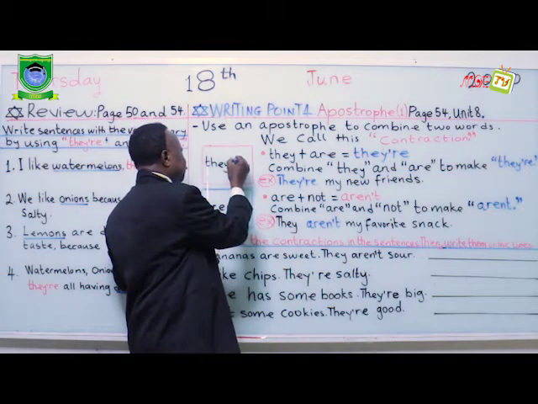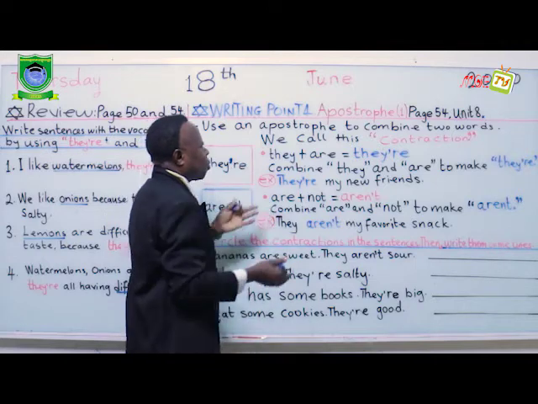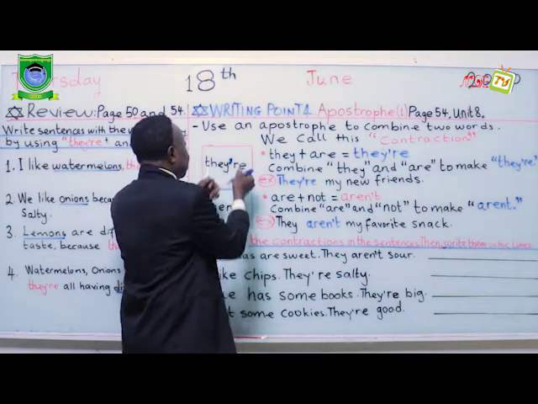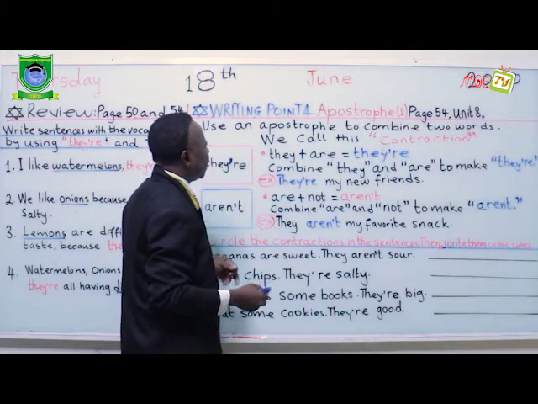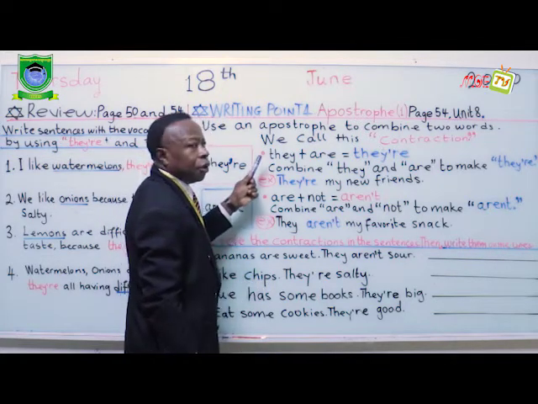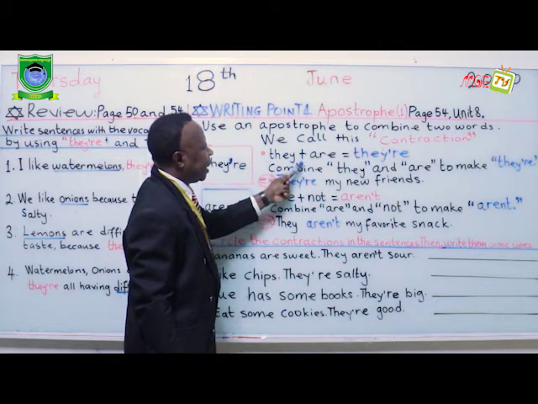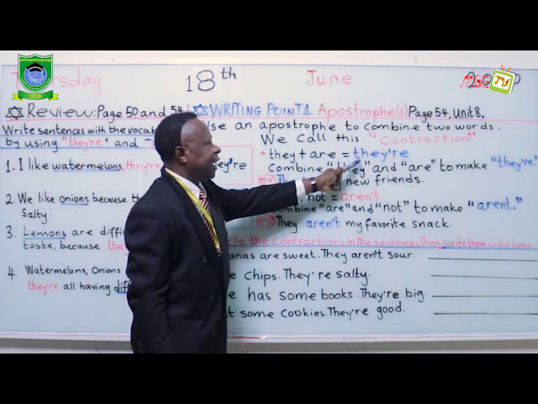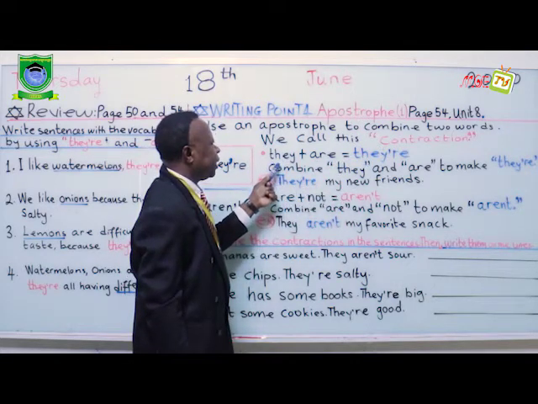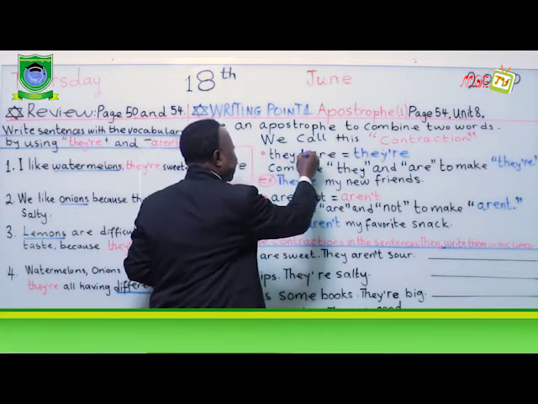Like they and are are two words, and we have used an apostrophe. This is an apostrophe, and that is called a contraction. This is a short form. They're is the same as they are. They are is the long form.